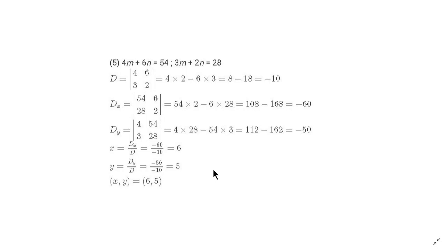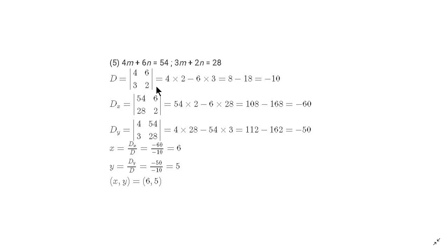Question number 5. There are some different variables, but it doesn't matter actually. Just check they are in a standard format. m and n, no problem. And the constant is on the right side. So write it again. 4, 6, 3, 2. And in Dx, 4, 3 is replaced by 54 and 28. Then in Dy, 6, 2 is replaced by 54 and 28.